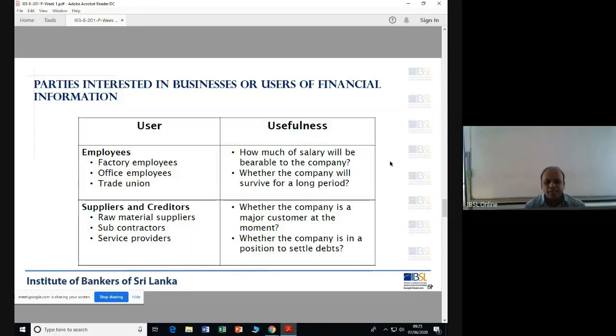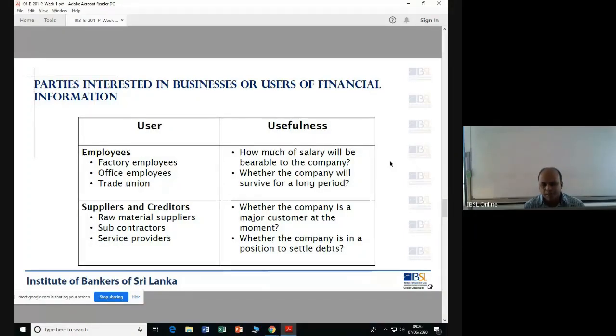Then the next category of stakeholder will be the suppliers and creditors. Suppliers and creditors means people who supply raw material for your business or the required stationery or other services to your business are called your suppliers. And when you are required to pay them back for the services or the material that was provided to you, they become creditors to you.